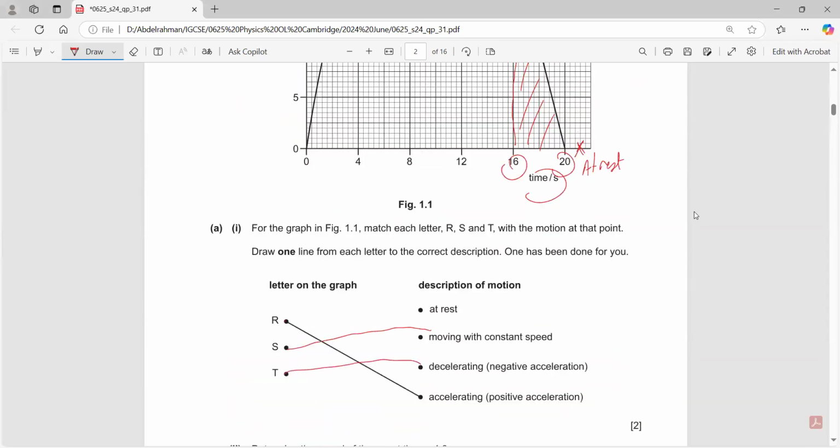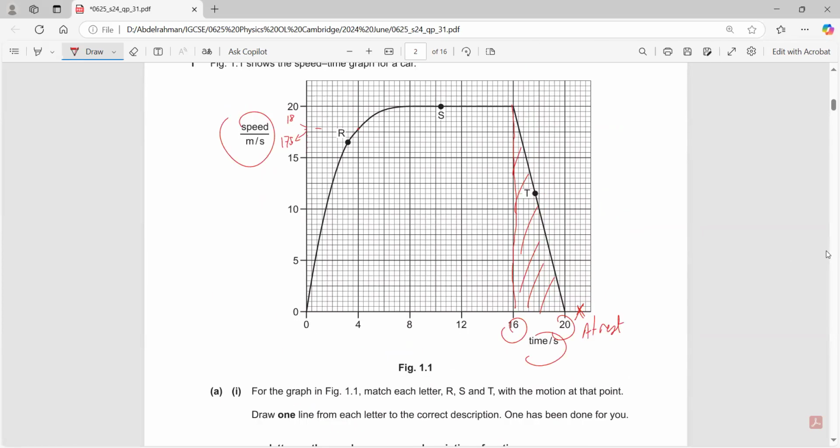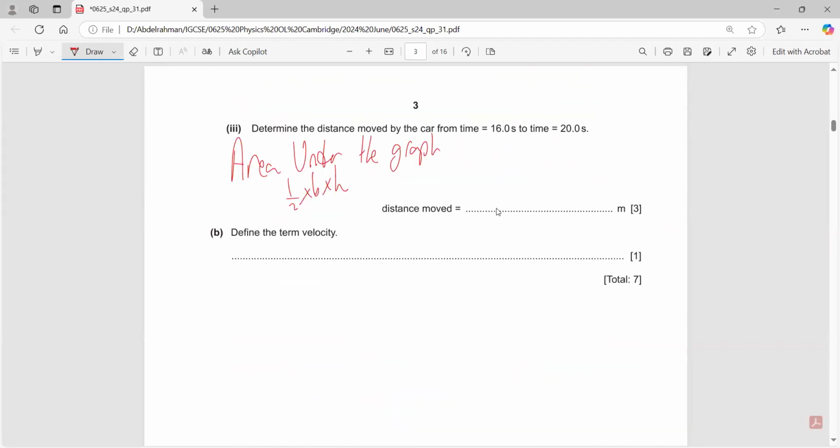The base is 4, the distance between 16 and 20: 20 minus 16 is 4. And the height is 20, from 0 all the way up to 20. So half times 4 times 20 is 40 meters. Yes, this is the exact distance.